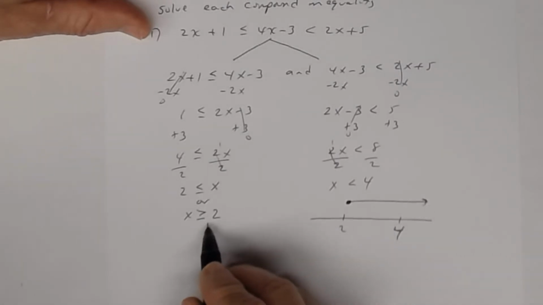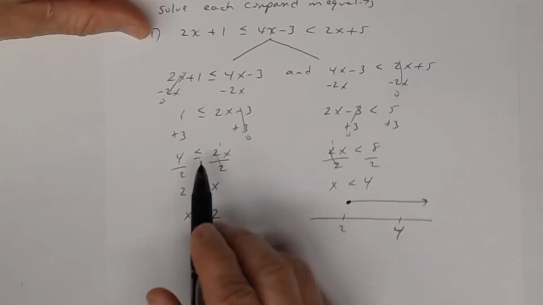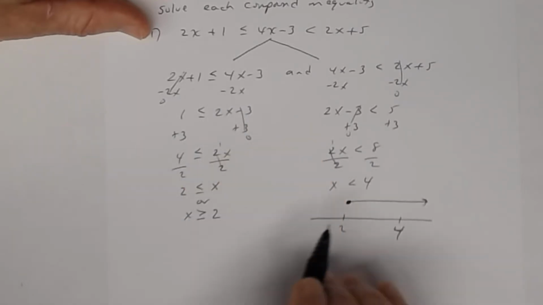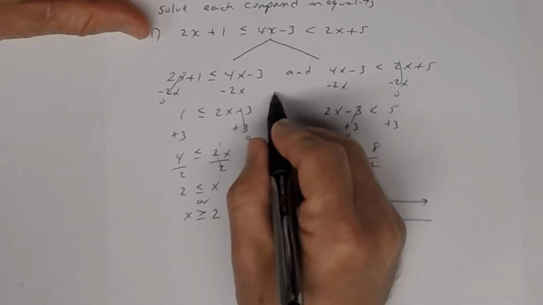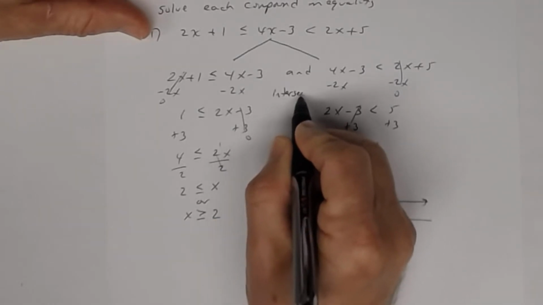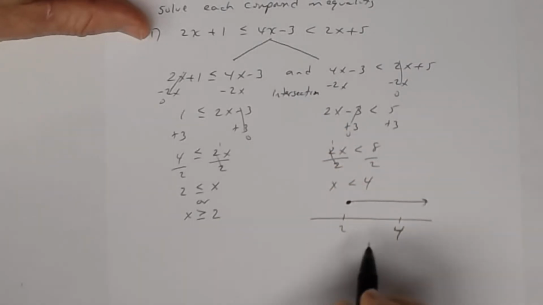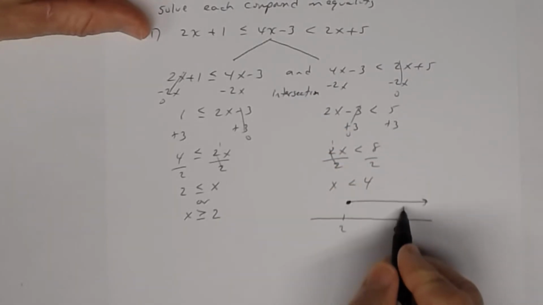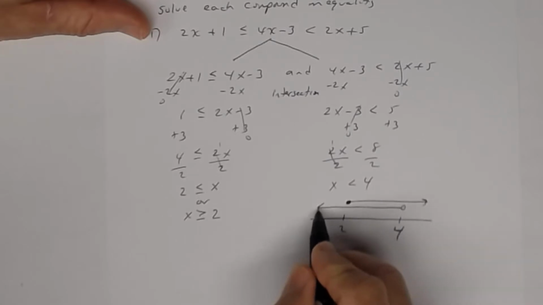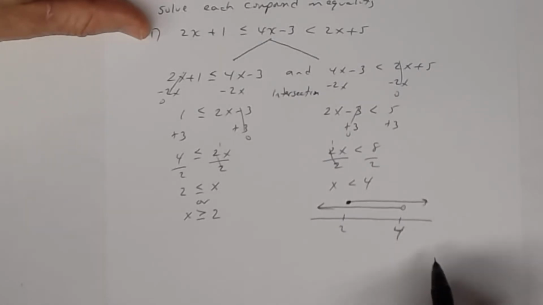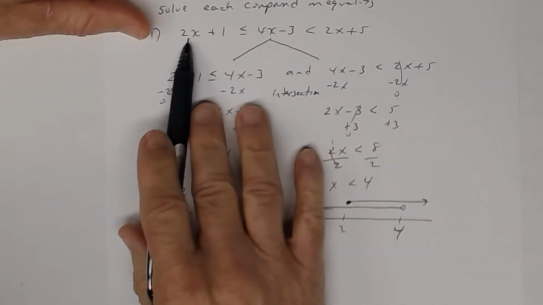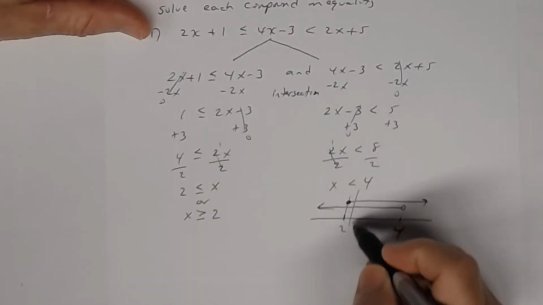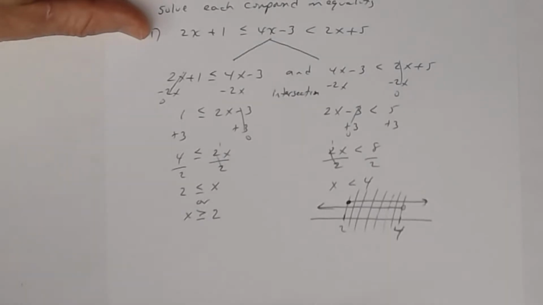Notice the closed circle because of the equal sign. 2 is a solution to this inequality here. And at the same time, hence the word intersection, any number less than 4, like that, open circle. And so the solution to the compound inequality is the intersection of those two graphs.